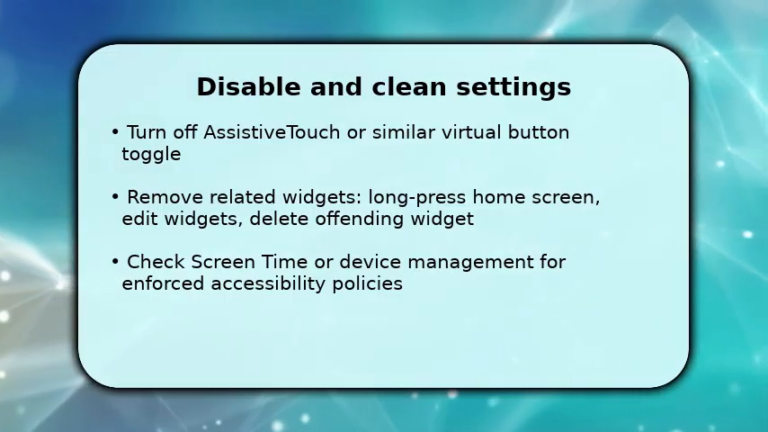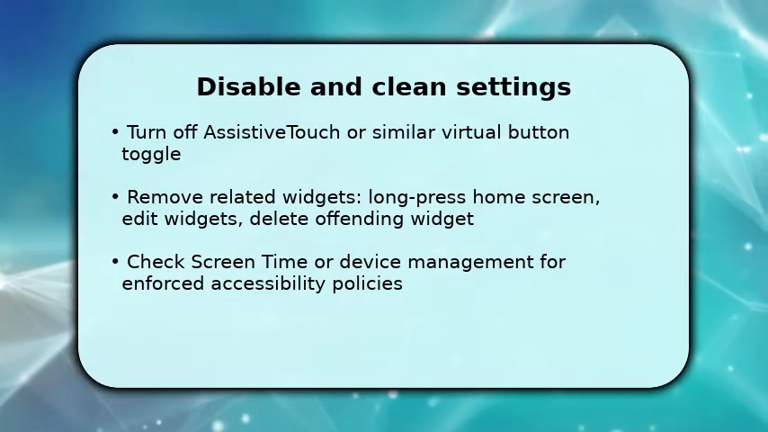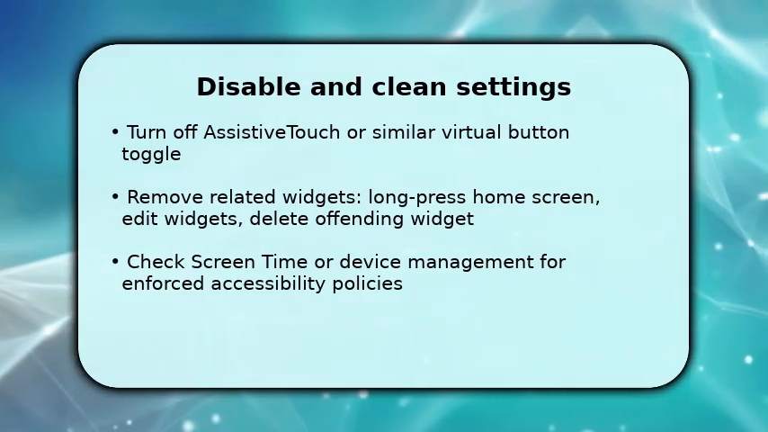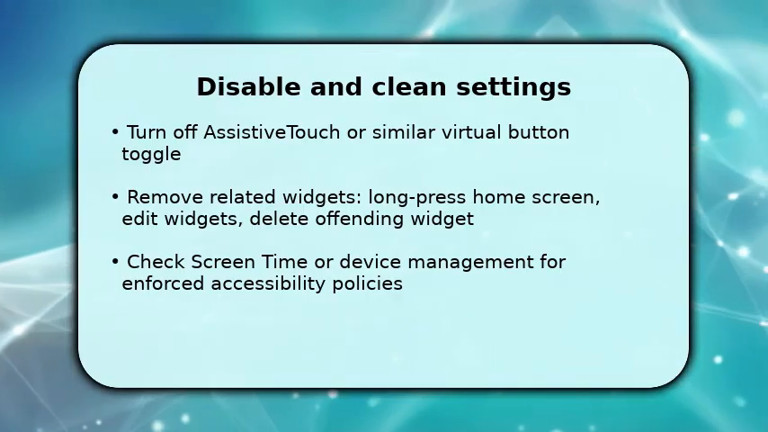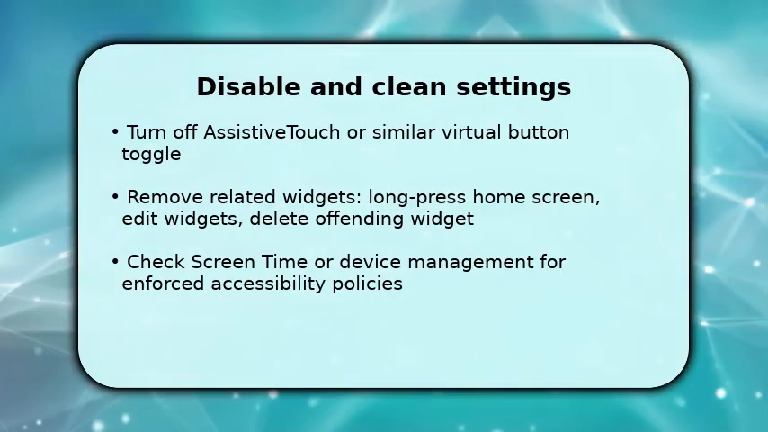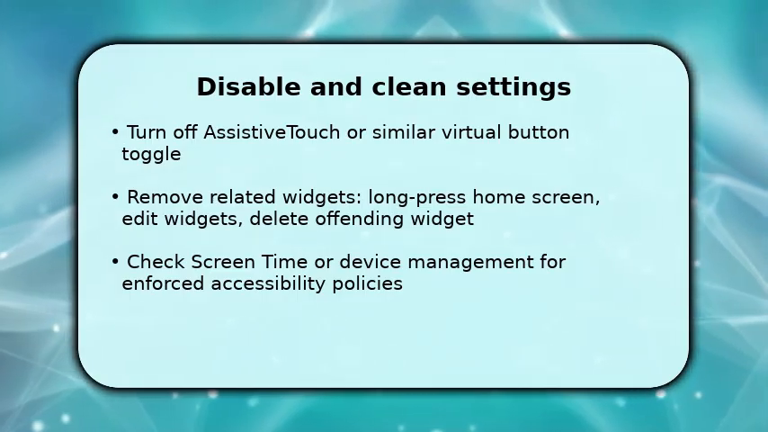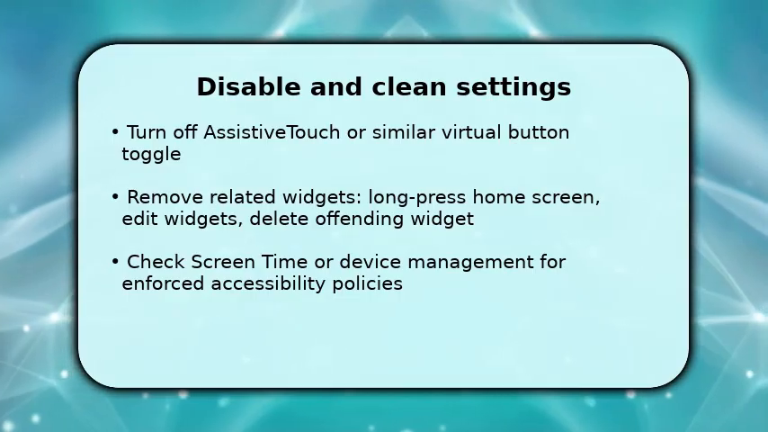Next, check screen time and any mobile device management profiles that could re-enable accessibility features. Disable or update those policies. If you removed an app that provided the button, uninstall and clear its data so nothing resurrects the control. Finish by restarting your device to ensure the button is gone and settings have applied.